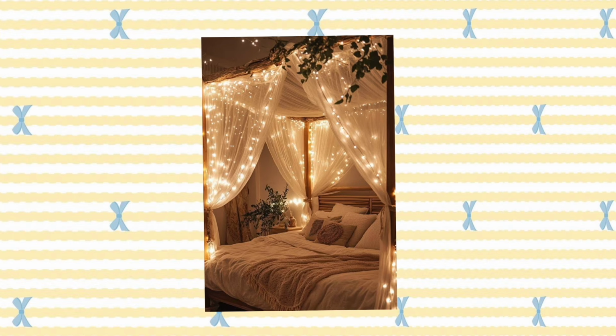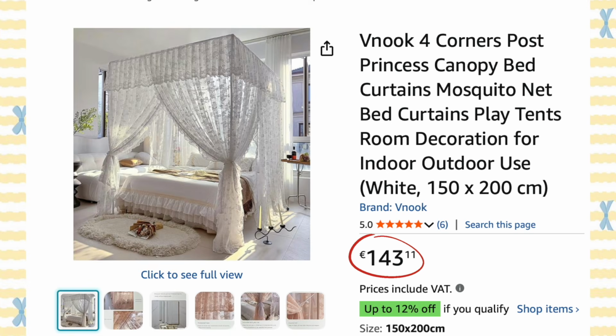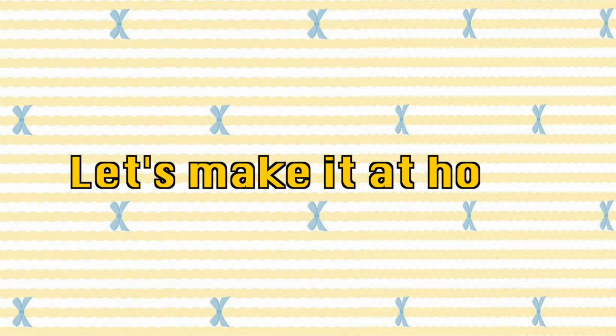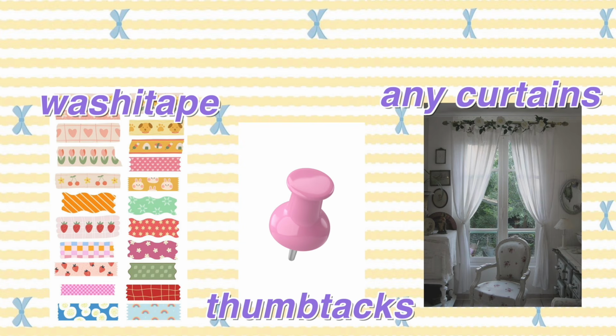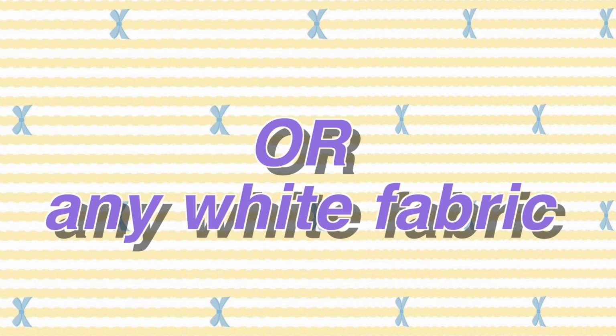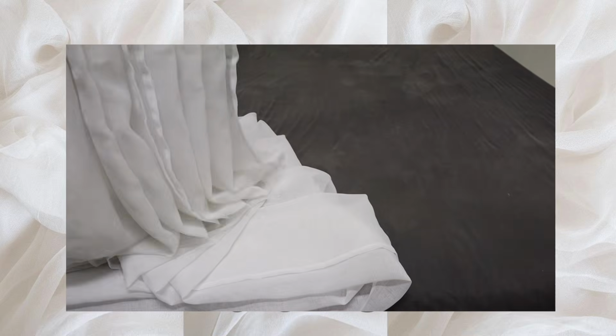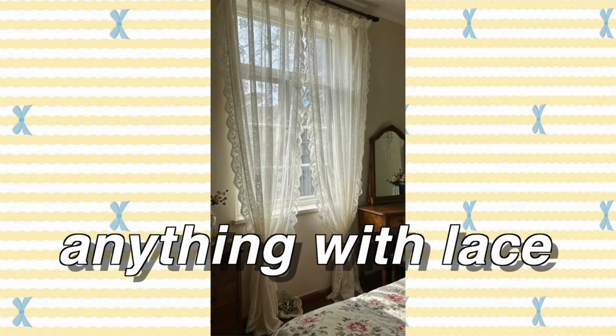I love canopies and they look so dreamy, especially at nighttime with fairy lights on. It is such a beautiful place to be at, but they cost a lot of money, and instead of that we can just make them at home. What you need for that is washi tape, thumbtacks, and any curtains you have. Also just use any white fabric. I personally like something that is a little bit transparent. And also use any lacy fabric.